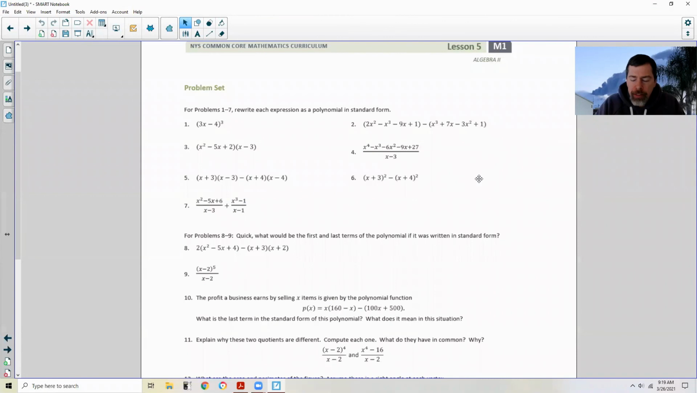All right, page 6 brings us to the end of lesson 5. We've put it all together. Now let the glue dry and hopefully it'll stick. Go to your problem set.